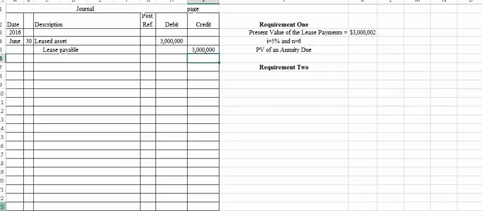Okay, let's continue with the journal entries that the lessee would make here. Also on June 30th, they made a lease payment, so they debit lease payable for the amount of the payment. That was $562,907, and that's going to be, of course, a credit to cash.